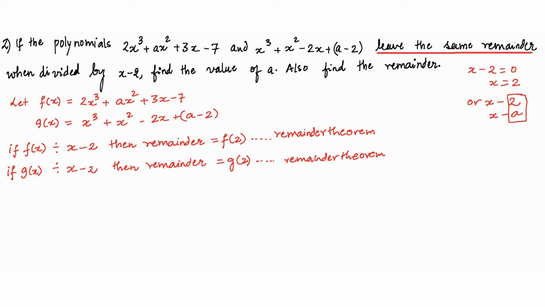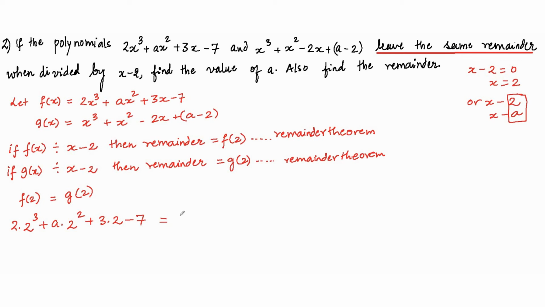So leaving the same remainder means f of 2 is equal to g of 2, right? Only then would the remainders be equal. That means I can find f of 2. Let me substitute 2 in place of x in f of x. So it is 2 multiplied by 2 cube plus a multiplied by 2 square plus 3 multiplied by 2 minus 7. This should be equal to g of 2.